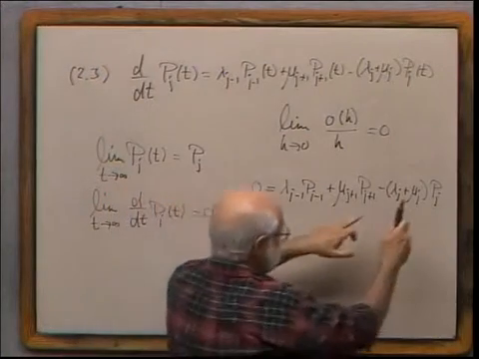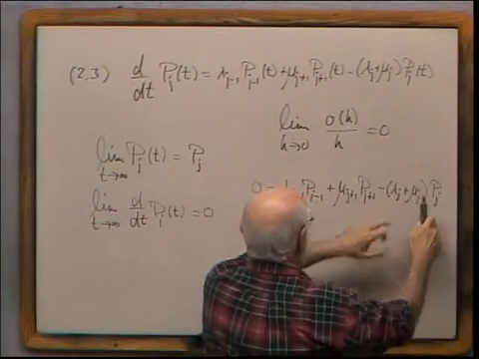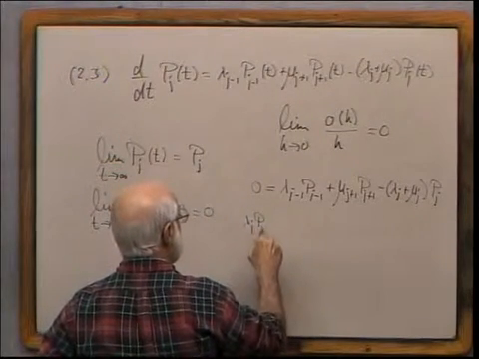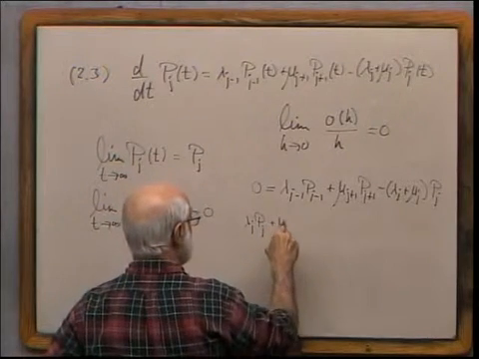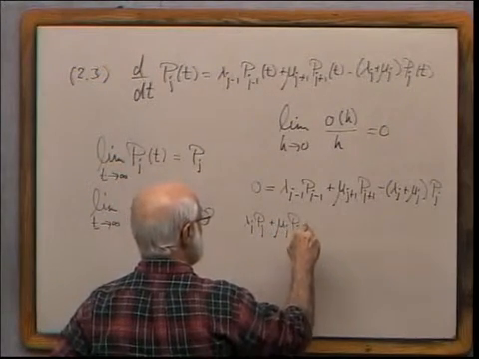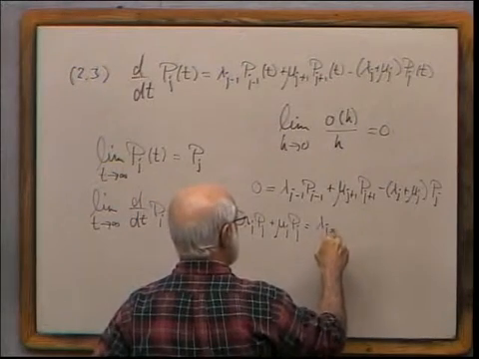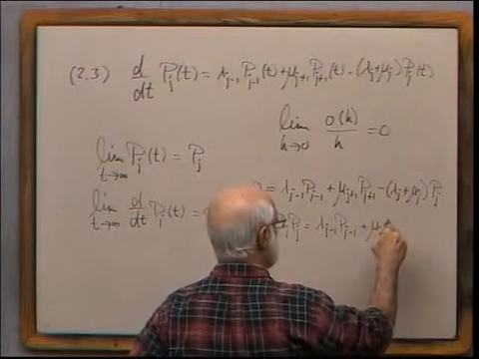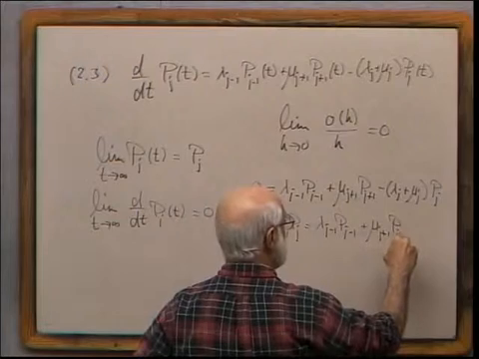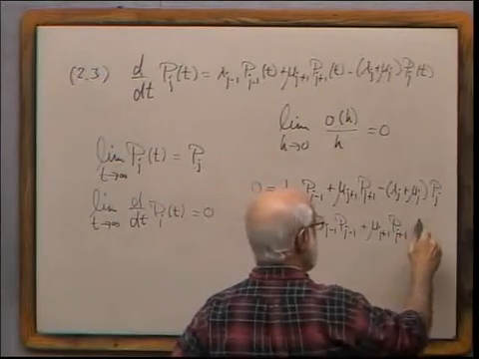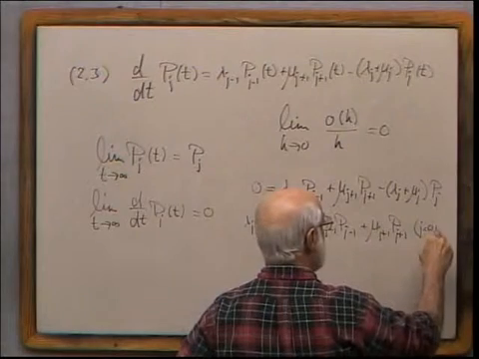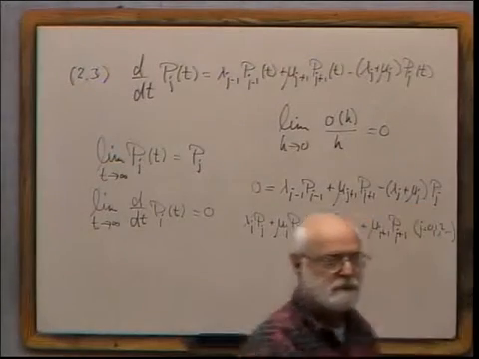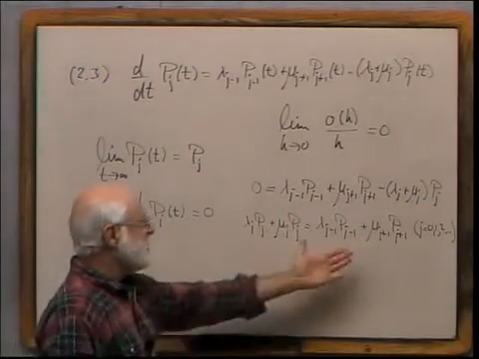So first of all, let me bring this to the left-hand side and rewrite this as lambda_j p_j plus mu_j p_j is equal to lambda_{j-1} p_{j-1} plus mu_{j+1} p_{j+1}. And this is going to hold for j equals 0, 1, 2, and so forth. Okay, so now let's solve these equations.